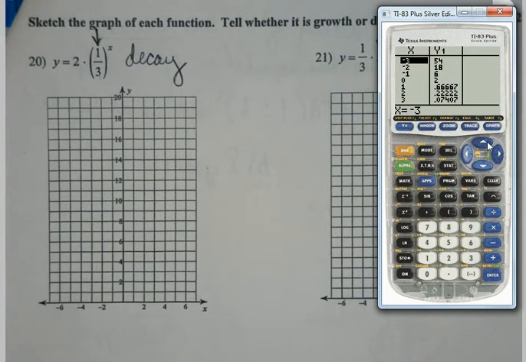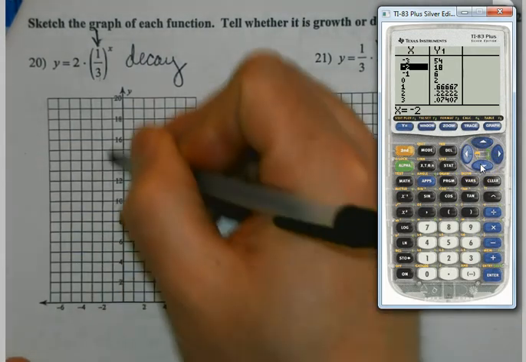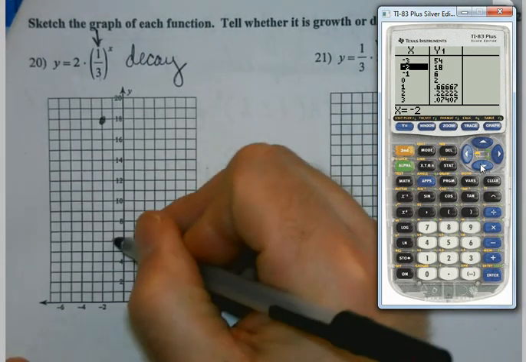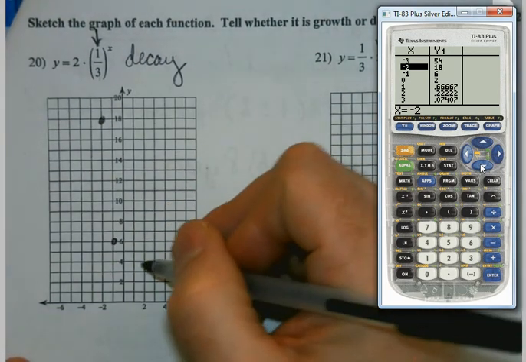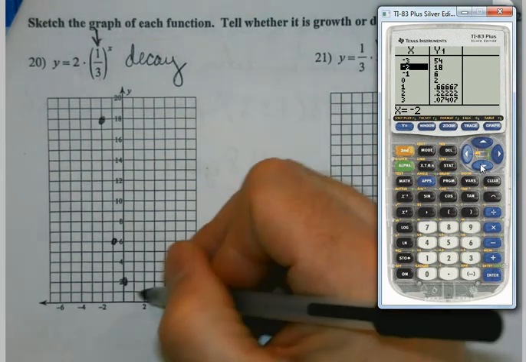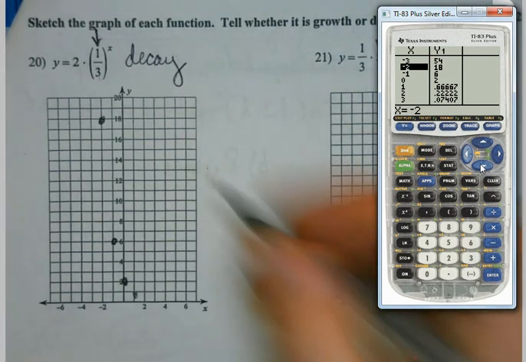And I like the whole numbers, of course, because they're easier to look at. I don't think I can graph 54, though. So negative 2, 18, that's doable. And negative 1, 6. And 0, 2. And then I start noticing it just gets smaller and smaller.